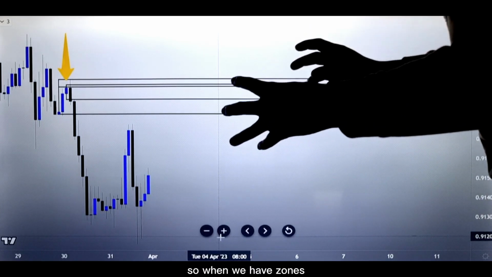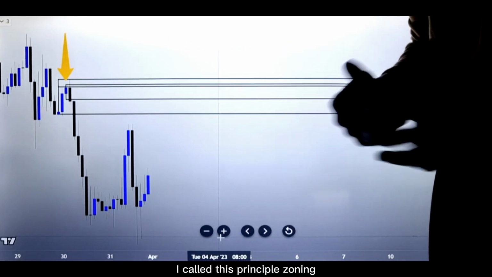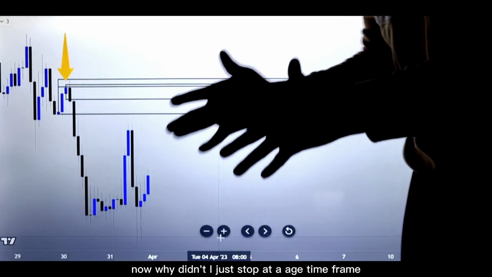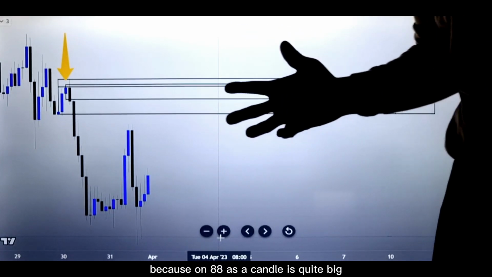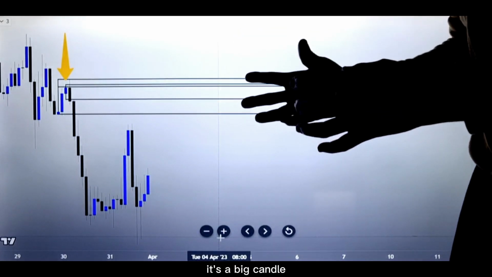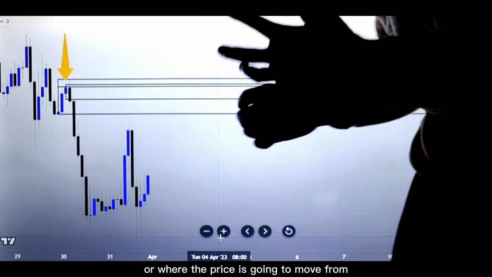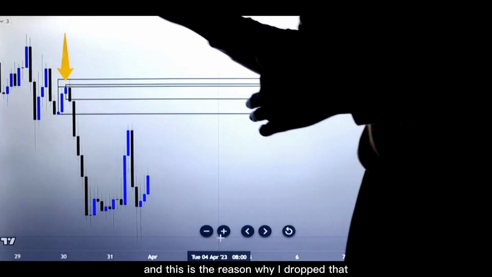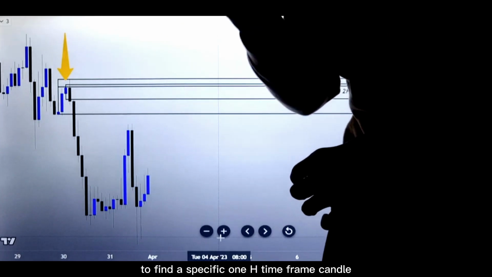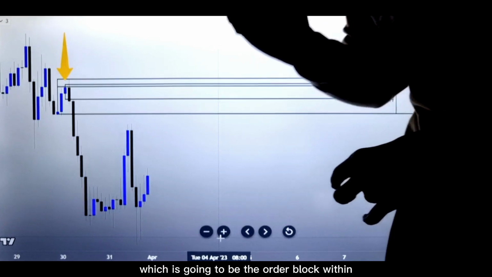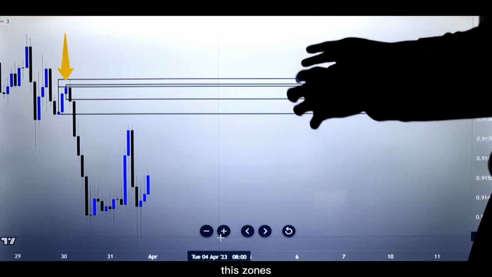So when we have zones stacking on top of each other like this, I call this principle zoning. Now, why didn't I just stop at an 8H time frame? Because on 8H a candle is quite big. It's a big candle. We don't know exactly where the price is going to move from. And this is the reason why I dropped all the way to 1H to find that specific 1H time frame candle, which is going to be the order block within this zone.